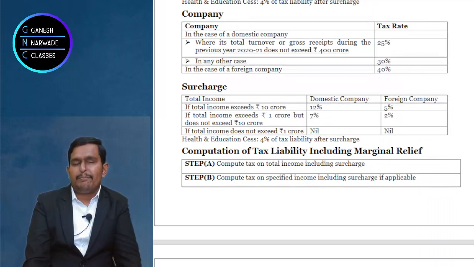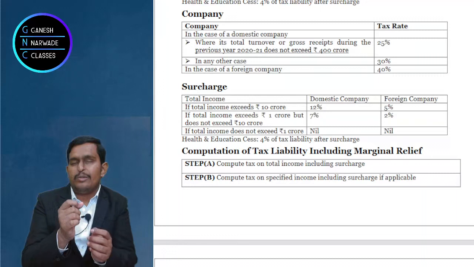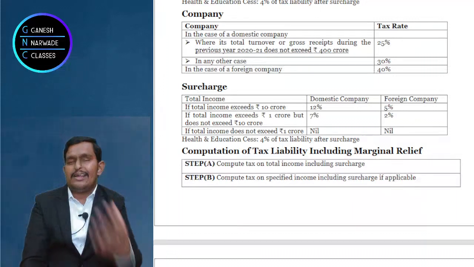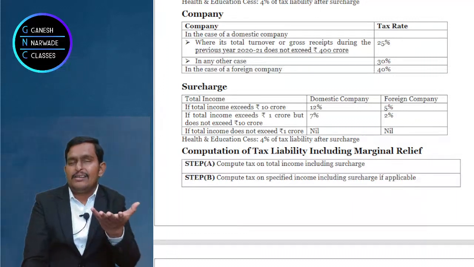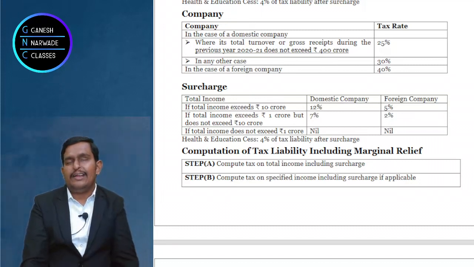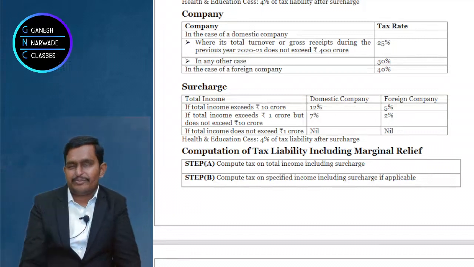If you just apply 10% also, more than 1 lakh you are paying as surcharge itself. Now, how much did you earn more than 50 lakhs? 51 only, na? More than 50, how much? Only 1 lakh extra. And how much are you paying as surcharge? More than 1 lakh. Is it fair? No, right? That's why government said we will give something called marginal relief.